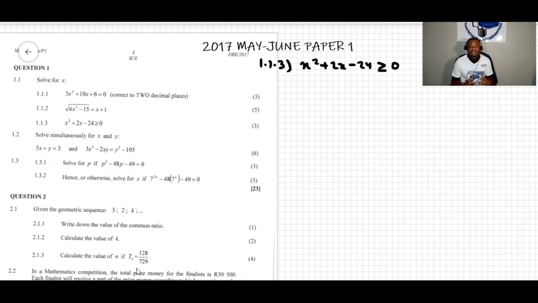So we are required to find the critical values that will determine the boundaries of the interval over which the function will be positive, because greater than or equal to 0 means positive. So we're going to find the critical values. It's when we set the equation equal to 0: x squared plus 2x minus 24 equal to 0.